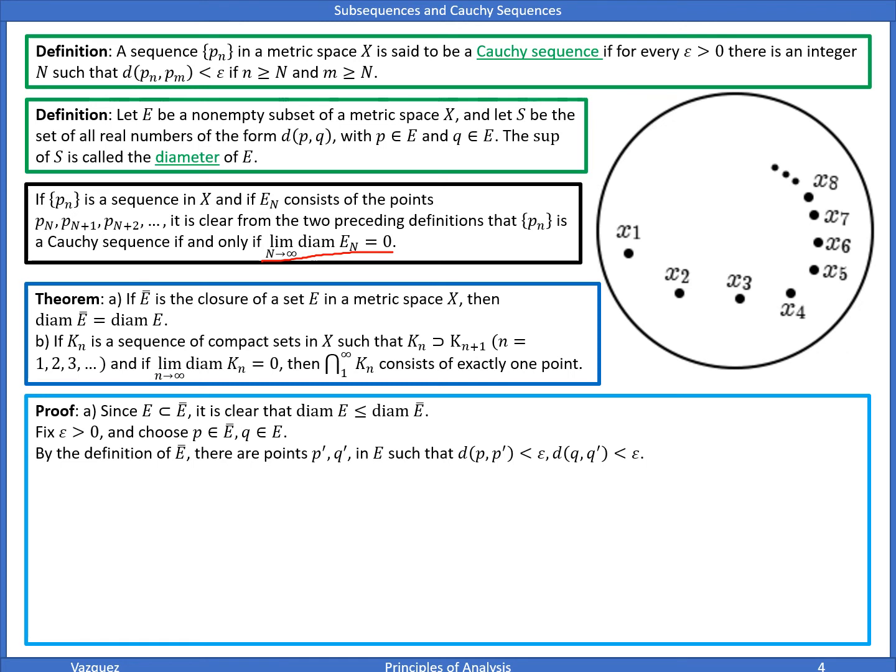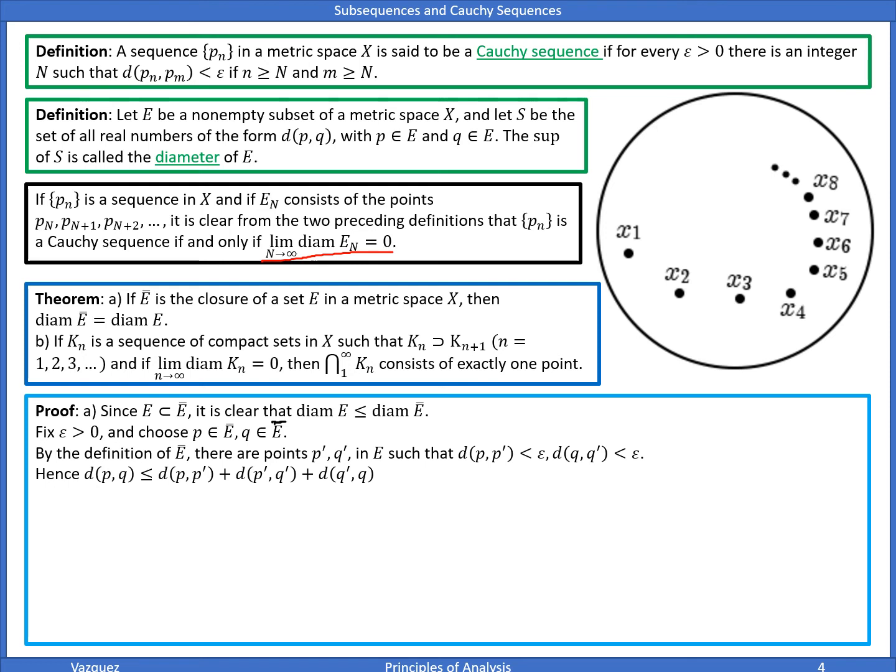I'm staring at this because I'm pretty certain there should be a bar here as well. That would make sense. Okay, so because they're in the closure, they have to be limit points. So there are points P prime and Q prime that are arbitrarily close to them. Why? Because if they're in the closure, that means they are limit points of the sets.